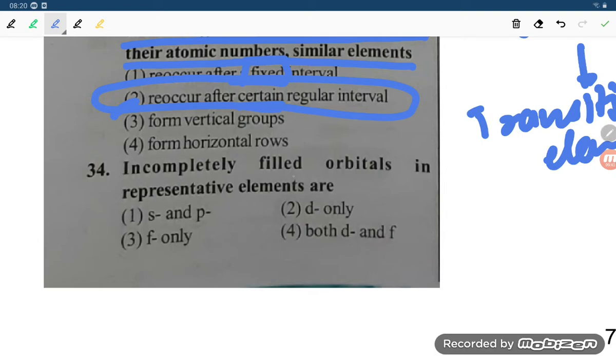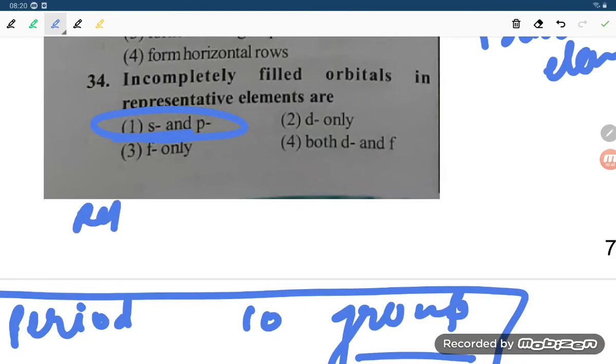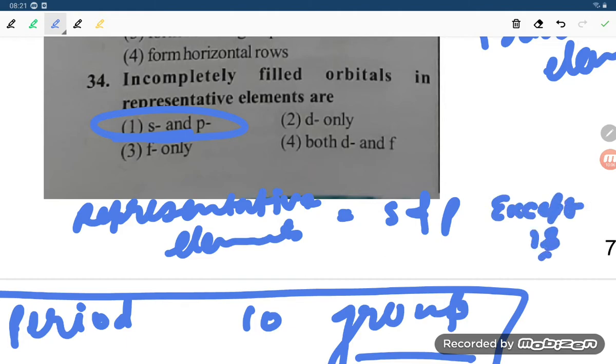Incompletely filled orbitals in representative elements are in the S and P block elements. Representative elements, student, again and again I am writing: representative elements means all types of elements, solid, liquid, gas, metal, non-metal, metalloids. That is S and P block, except group 18. So our answer is S and P block. Option number 1 is correct.